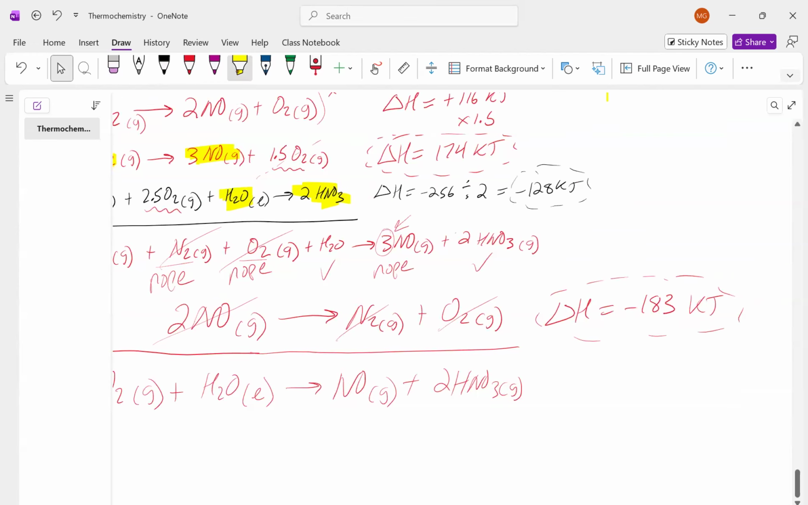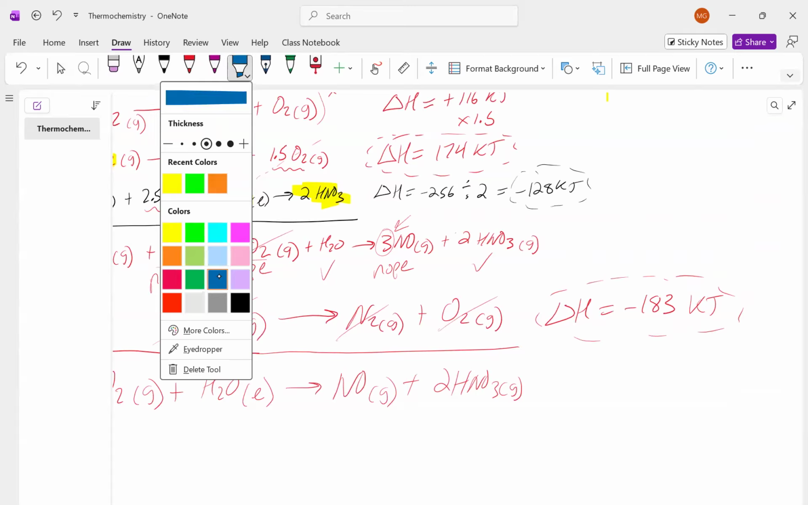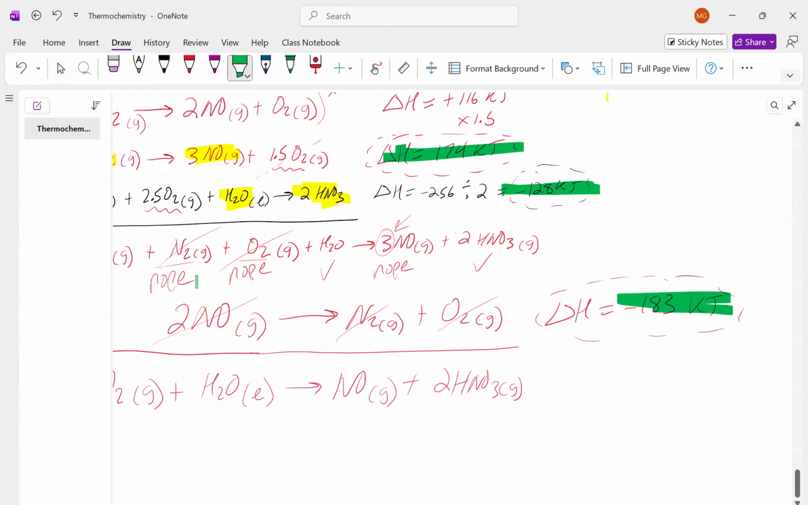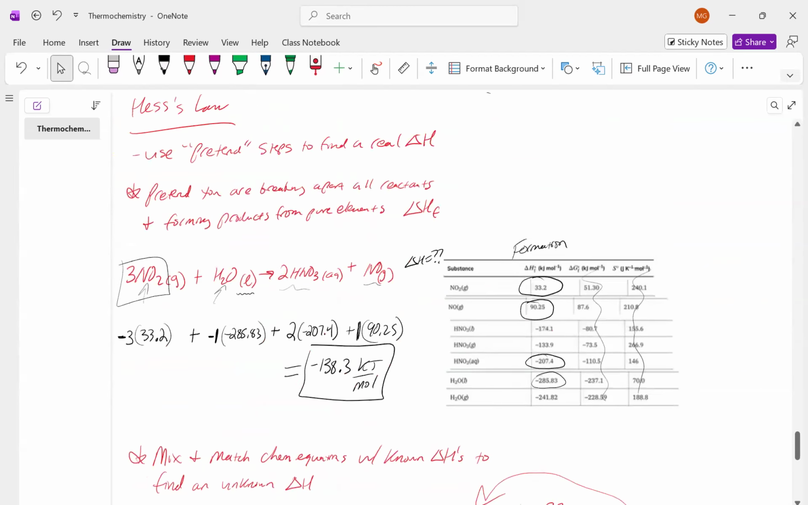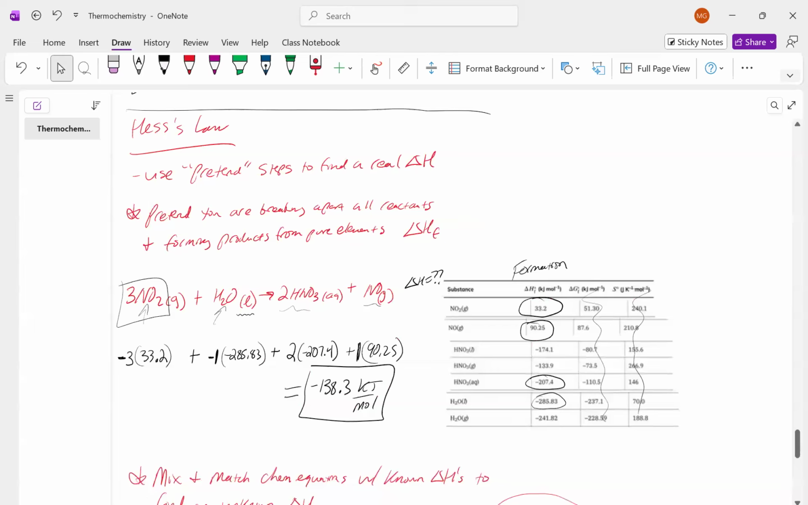Well, now I'm going to take my enthalpies from each step that I manipulated, and I'm just going to add them all up. All three of those add up to negative 137 kilojoules per mole. And I want you to compare this to this same exact reaction that we did on the previous page. Notice that it is actually very, very close.